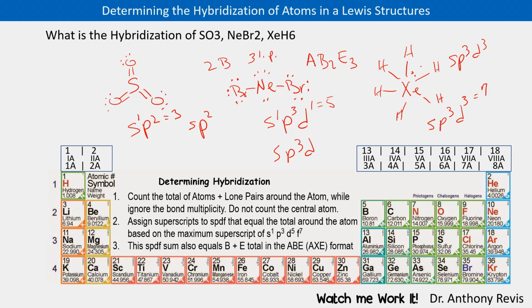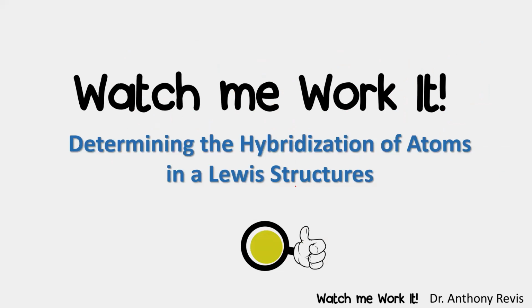Okay, so that's how you do the hybridization. You simply count the objects around it and assign them to SPDF. So note the number each maxes out at: S1, P3, D5, F7. So that's how you do it. Watch me work it.